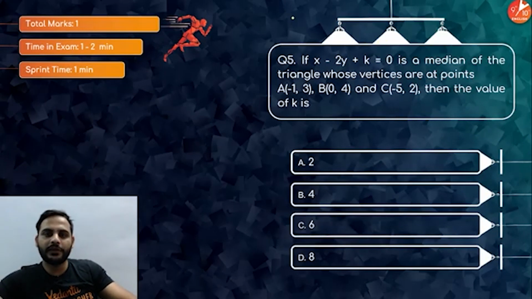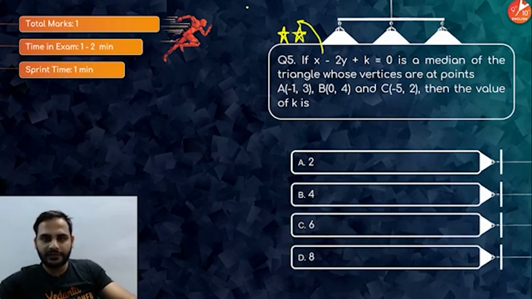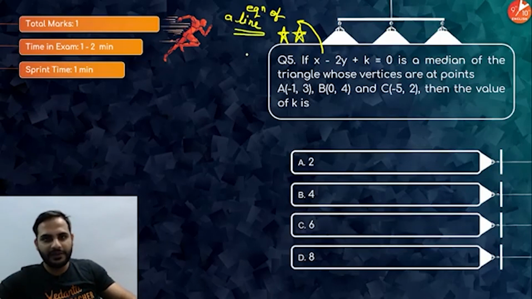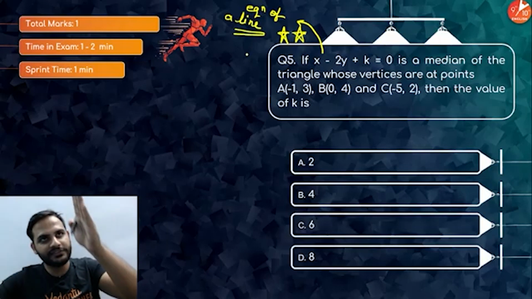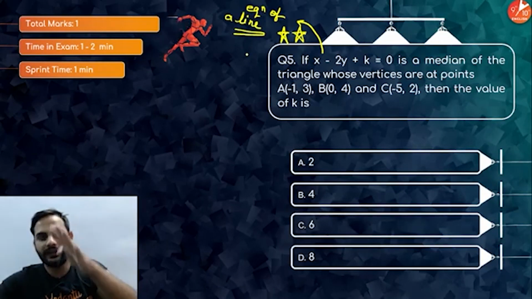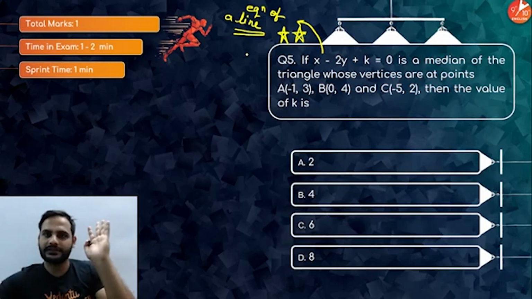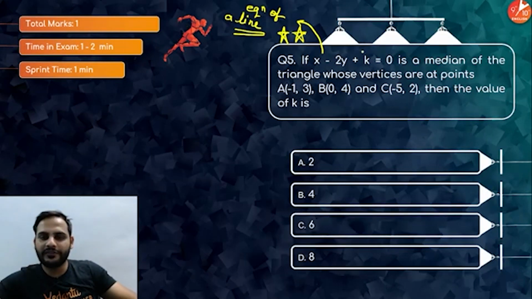Look, this is a good question. What this question says is: if x minus 2y plus k is a median of this triangle, then it is an equation of a line. Remember that a linear equation in two variables represents a straight line. So this is a straight line, and a median is a straight line. So in a Cartesian plane, if we have a triangle and draw its median, that median will be this line. It is a median of a triangle whose vertices are A, B and C.